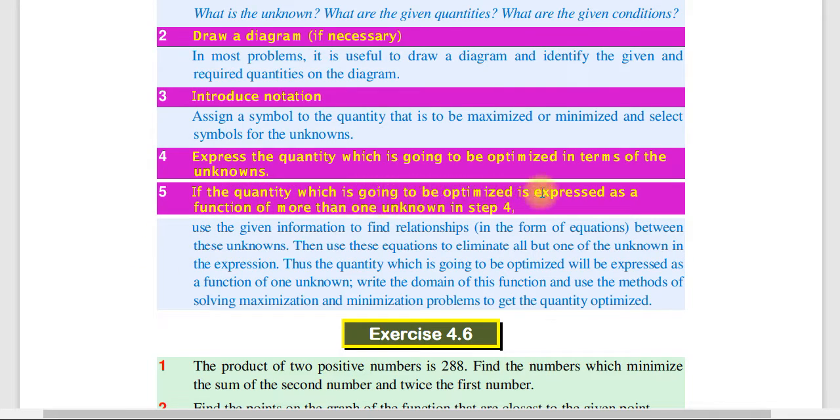Fifth, if the quantity which is going to be optimized is expressed as a function of more than one unknown in step 4, use the given information to find the relationship in the form of equations between the unknowns. Then use these equations to eliminate all but one of the unknowns in the expression, so the quantity to be optimized will be expressed as a function of one unknown. Write the domain of this function and use a method of solving maximization and minimization problems to get the optimized quantity.